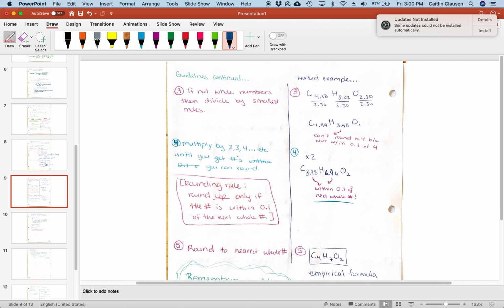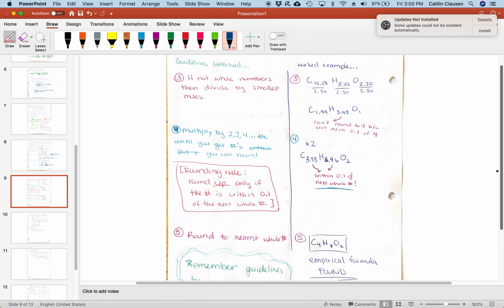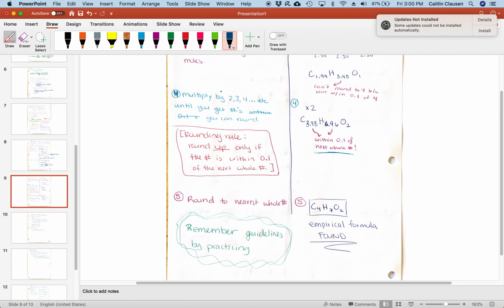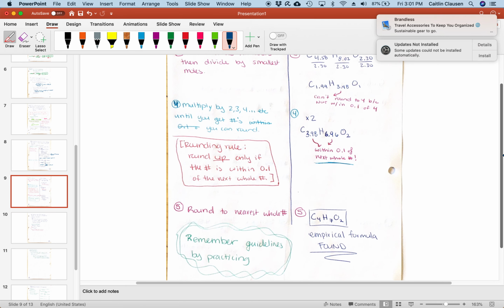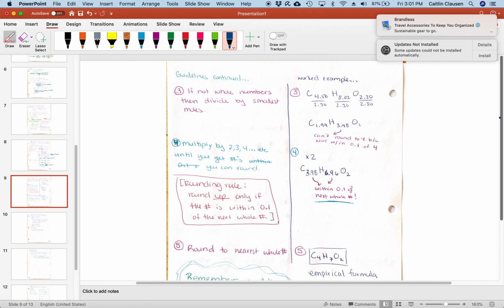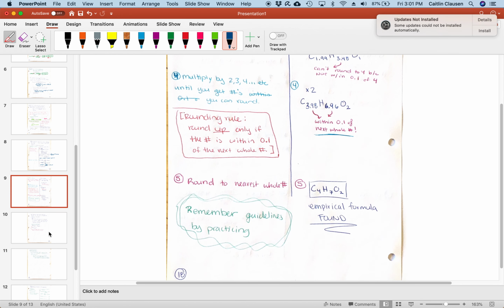And carbon is 3.98. That's 0.02. That is also within 0.1. So now we can round, which is step 5. Sometimes you don't have to do step 4 if you're already at a point where you can round up here. So now I can round and I get C4H7O2, and this is the empirical formula. You're done. This is the ratio of carbons to hydrogens and oxygens for this compound that has the mass percents that we were given. And that's it.